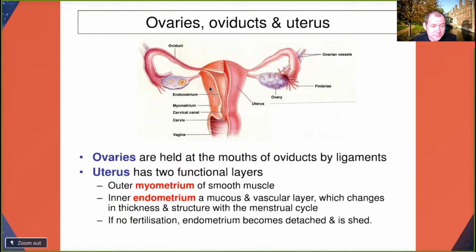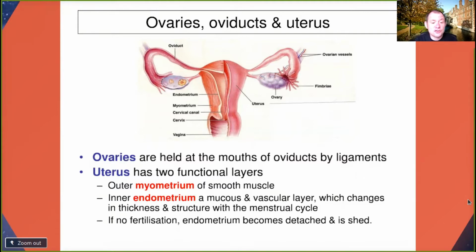The uterus has a lining known as the endometrium, which allows the egg to implant when it's fertilized. Around that, we have the myometrium. This is the layer of smooth muscle that surrounds the uterus and allows it to contract. Cervix and vagina, I've already talked about. Now, the ovaries come in pairs, as do the oviducts. So the ovaries are held at the mouths of the oviducts by ligaments.